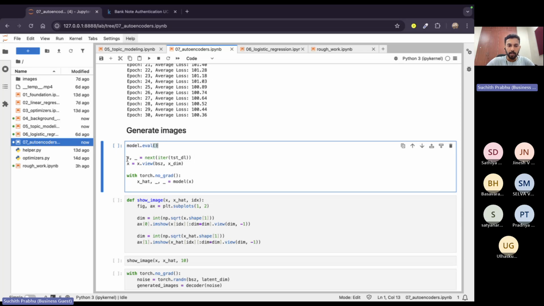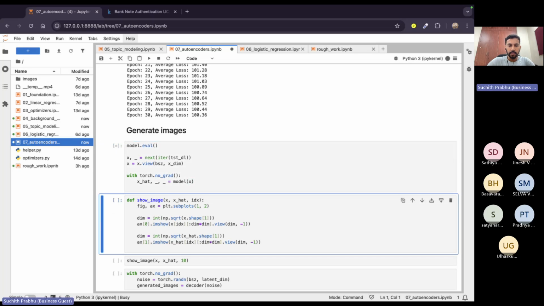Okay, so what I'm doing here is I'm just taking the test data loader, taking an image from the data loader, and passing it through the entire model. So the input is an image, it'll go through the decoder, basically just to get a feel of what is happening.